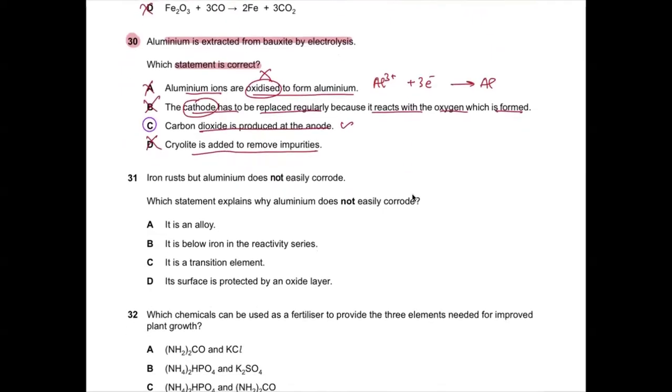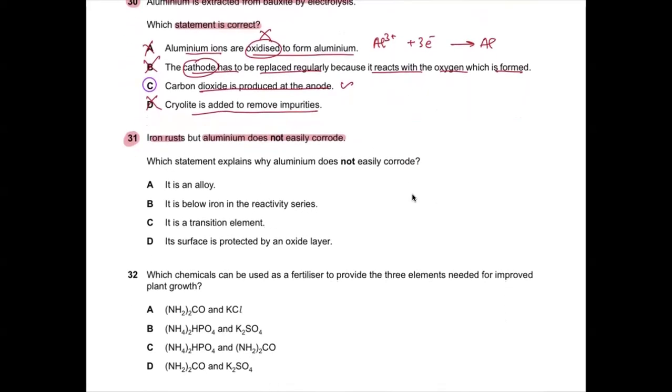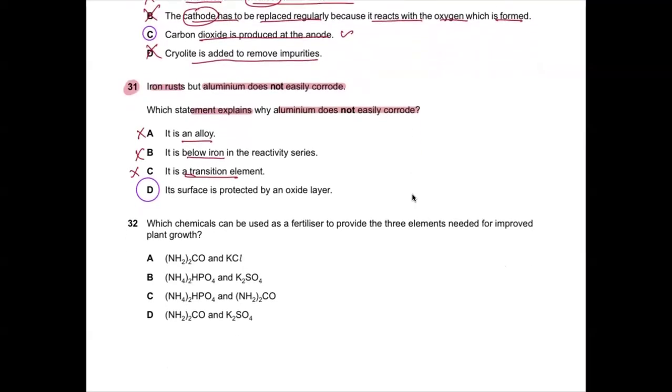Okay. Now, MCQ number 31. Iron rusts, but aluminium does not easily corrode. Which statement explains why aluminium does not easily corrode? So aluminium is an alloy. No. It is below iron. No. It is above iron. It is a transition metal. Not at all. So A, B, and C are wrong. So D is the correct answer. And yes, its surface is protected by its oxide layer. Okay.